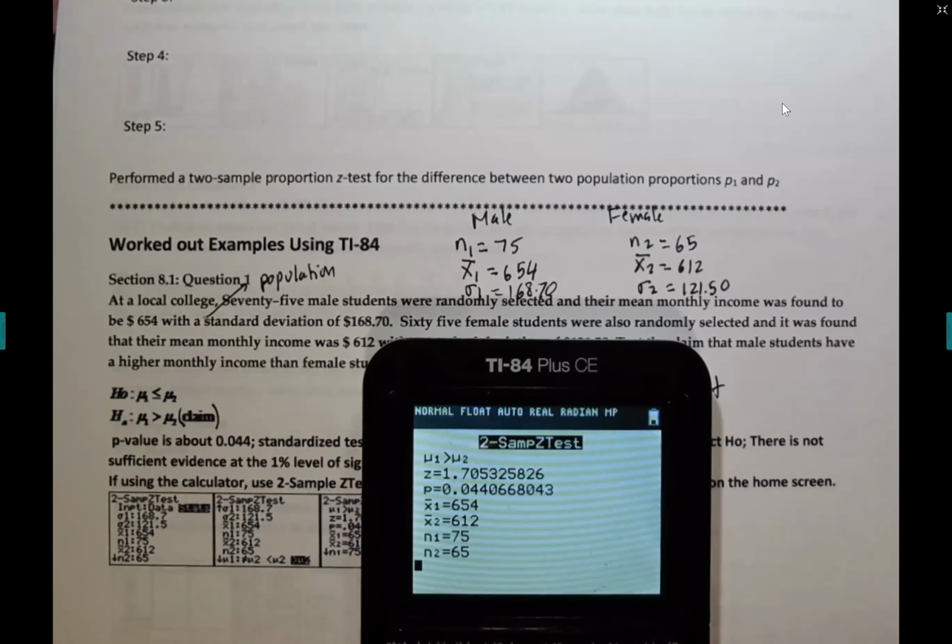And Z is 1.71 if you round it to 2 decimal places. And p-value, guys, is 0.0441.